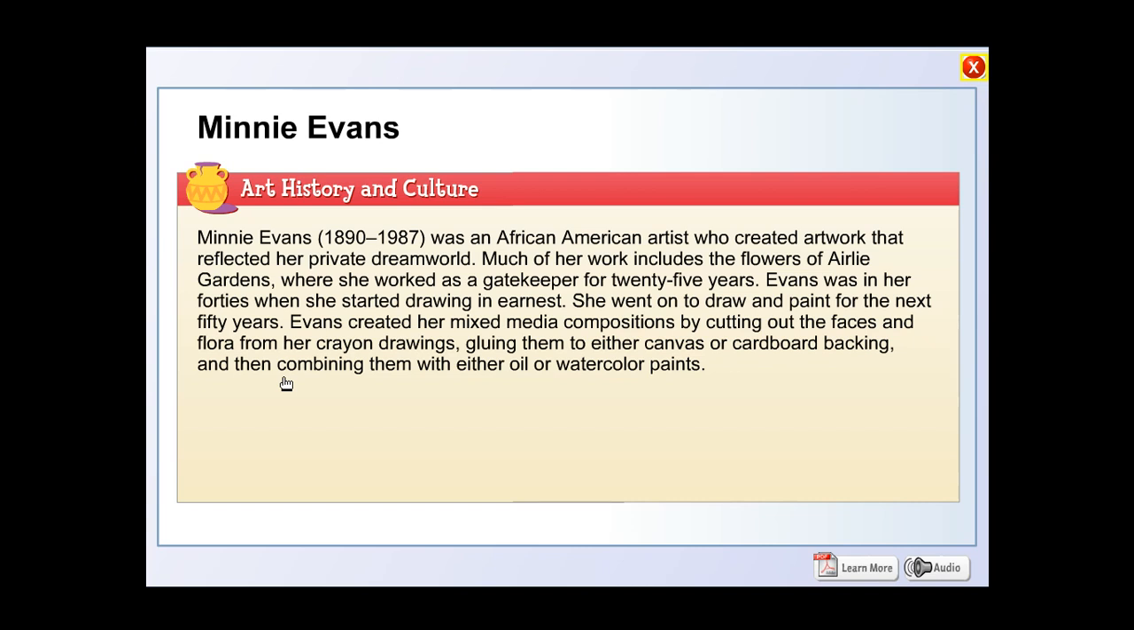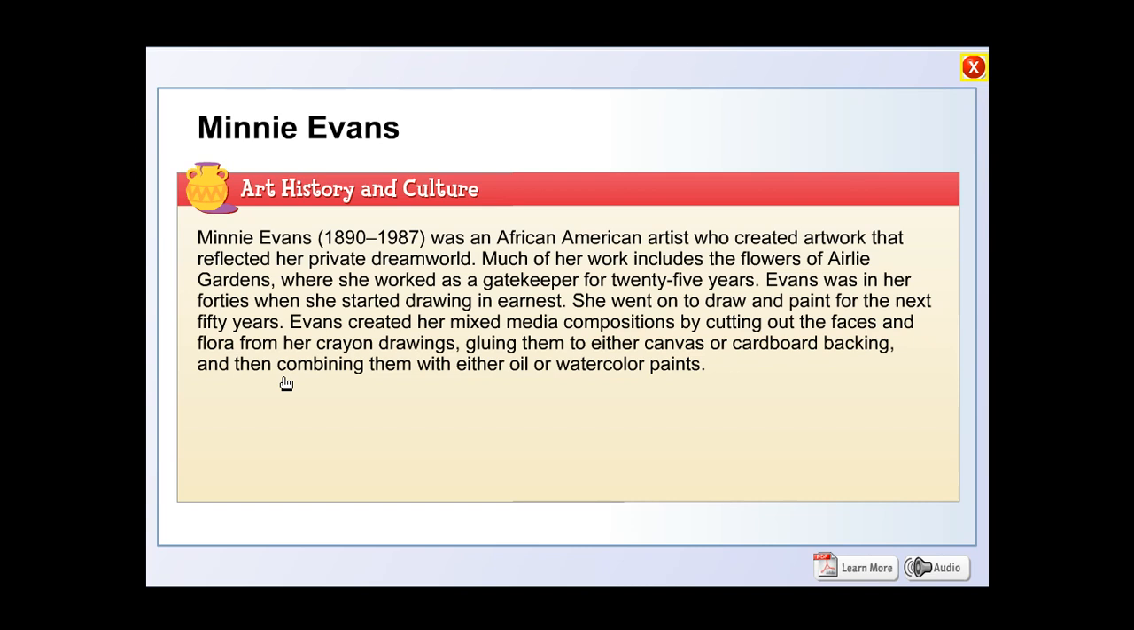Whoa. Okay, so what does that tell you about how long she lived? If she didn't start drawing until she was in her 40s and she went on for another 50 years to create artwork. Evans created her mixed media compositions by cutting out the faces and flora, naming flowers, from her crayon drawings.